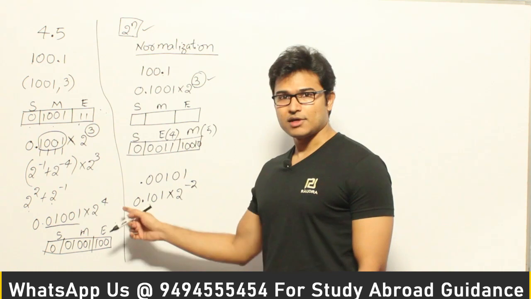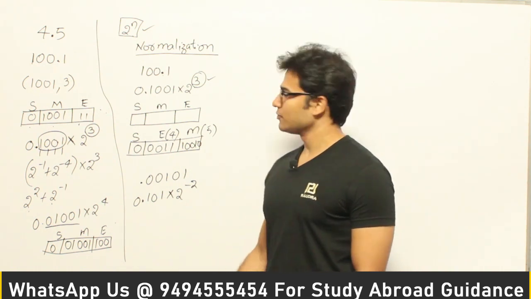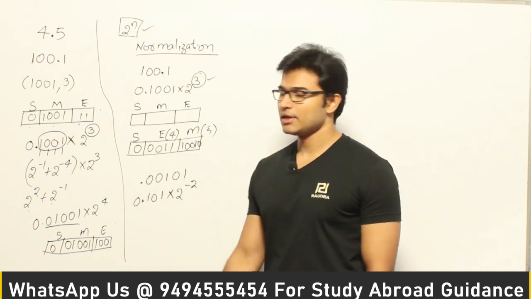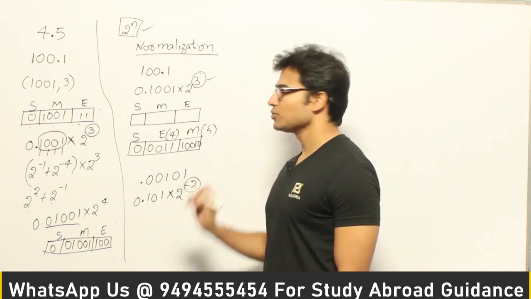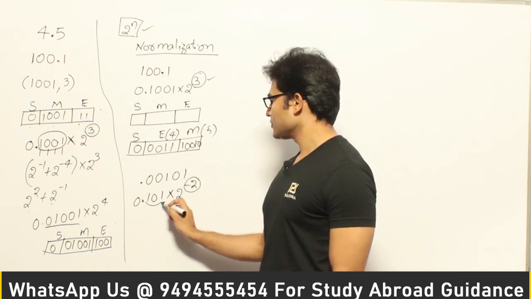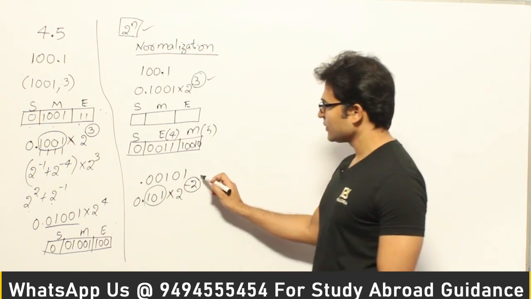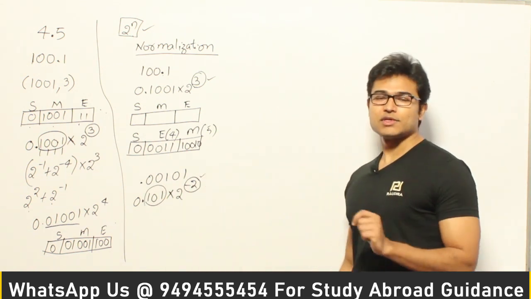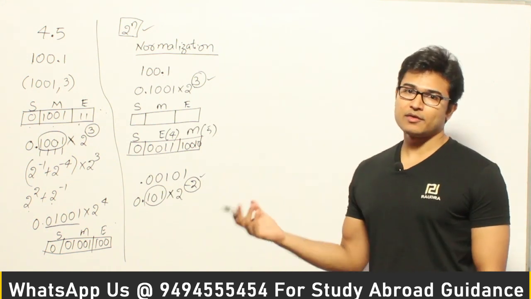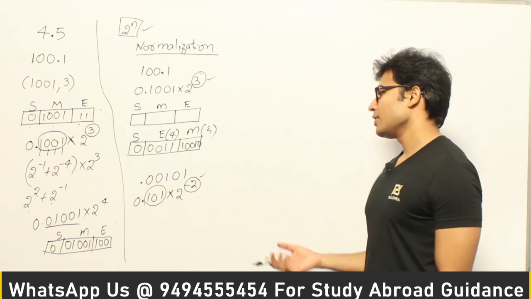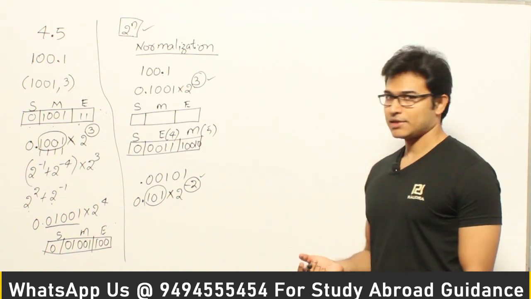One thing is sign. Sign of this number is positive, which means I can use 0 to represent it. And then what about the exponent? Exponent here is minus 2, right? And mantissa here is 101. Now whenever you see a negative number, there are various ways you can represent a negative number, right? So one is 1's complement and the other one is 2's complement, and there are various other representations as well.